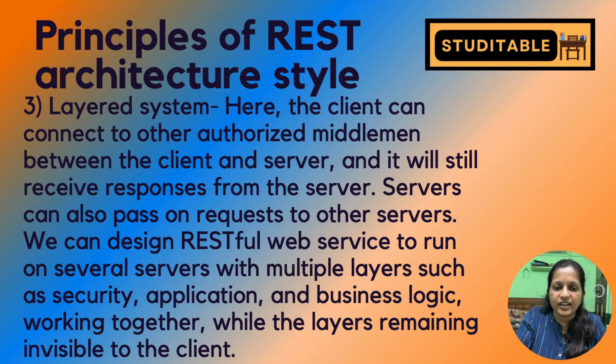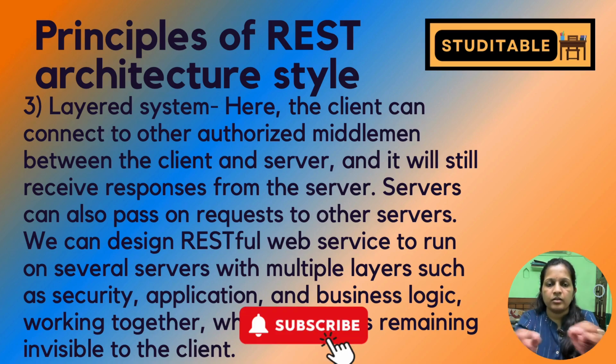In a layered system, the client can connect to other authorized middlemen between the client and the server, and it will still receive responses from the server. Maybe a client has saved its application on server A, stored the data on server B, and is trying to access it from server C. The client will not know which server it has called. Those servers are authorized.